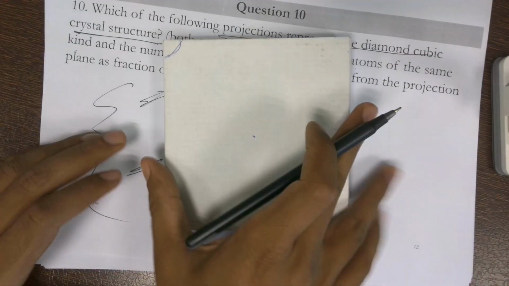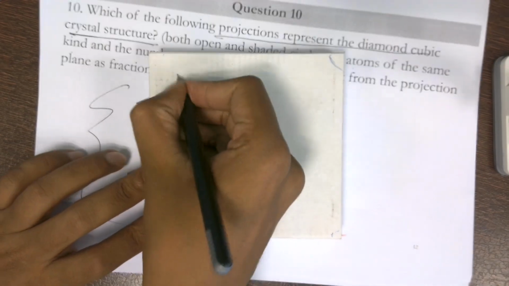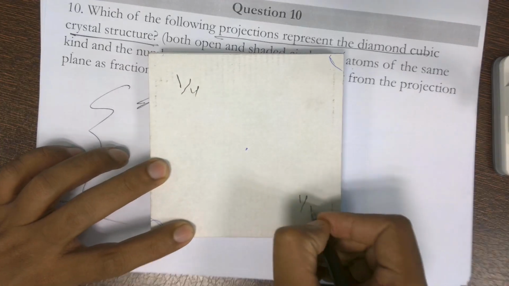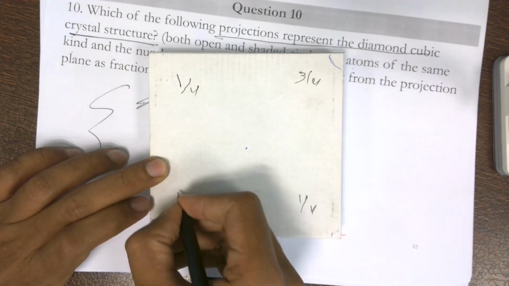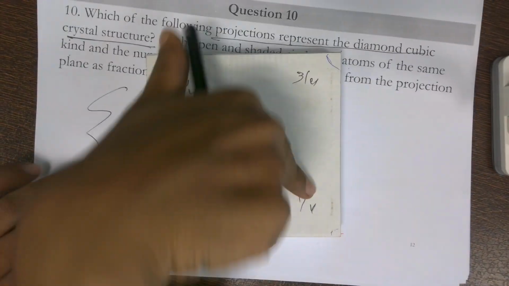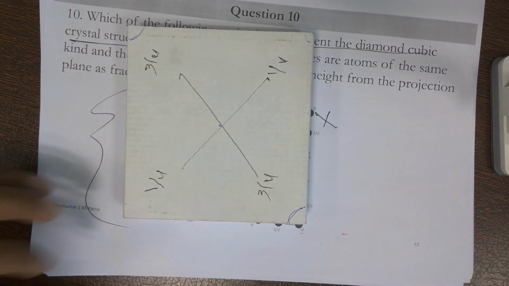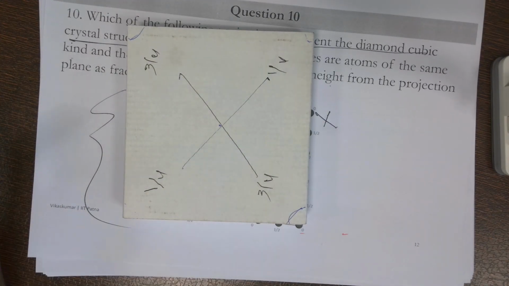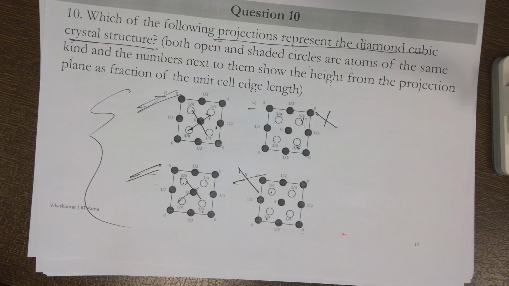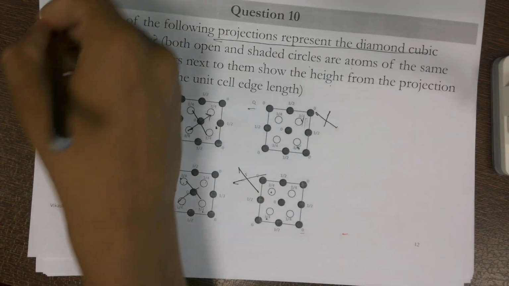Okay. So initially, let's say 1 by 4 was here and 1 by 4 was here, and 3 by 4 was here and 3 by 4 was here. If I rotate, I will get the opposite. It's just the way of seeing. Okay. So with that, we have solved this question number 10.